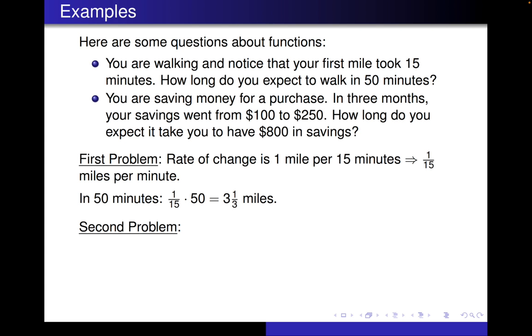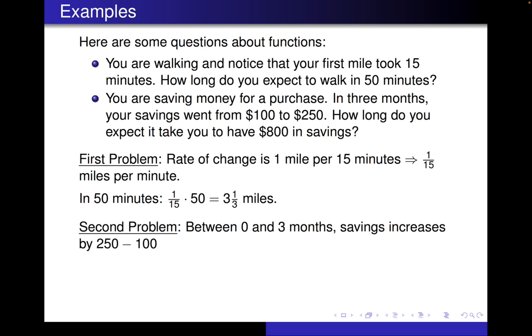In the second problem, it's a little bit different because here we want to know how much time. We don't want to know what the output is going to be in a given amount of time. Here we know between 0 and 3 months our savings increases by whatever we had at the end, minus what we had at the beginning. So at the end we had $250, at the beginning we had $100. When we subtract those, we get $150. That's the amount that we saved in those first 3 months.